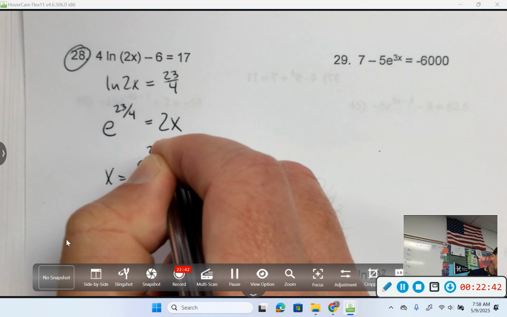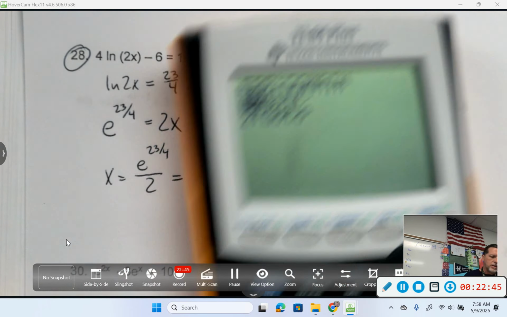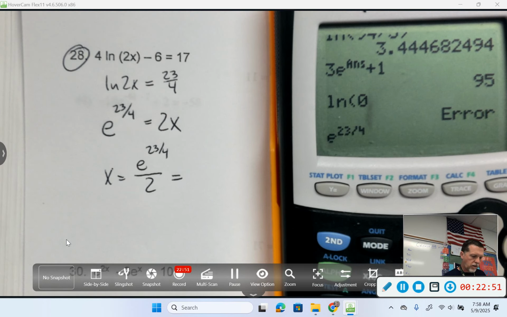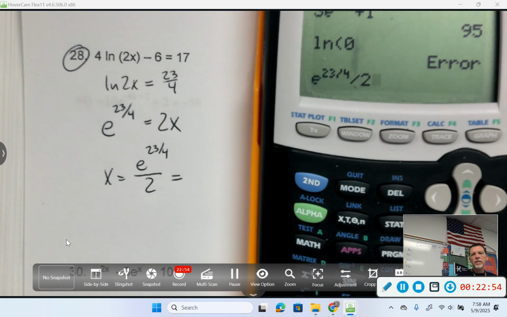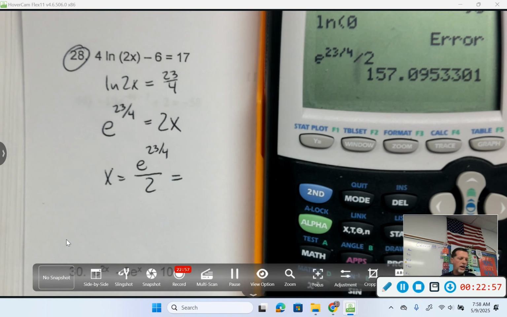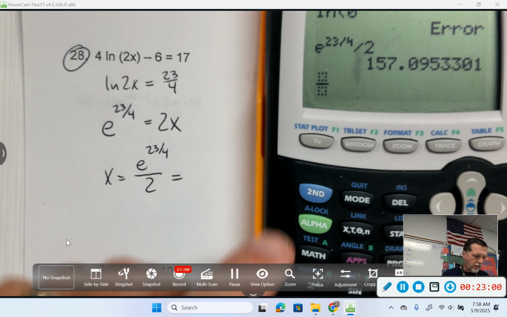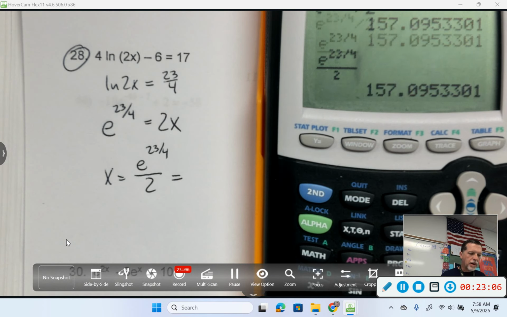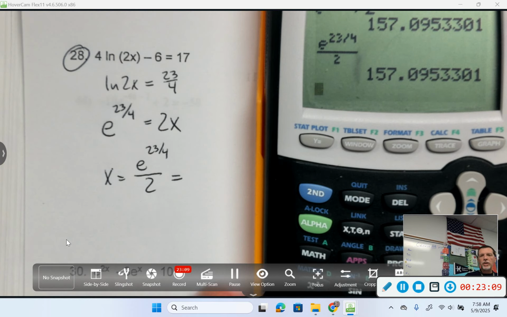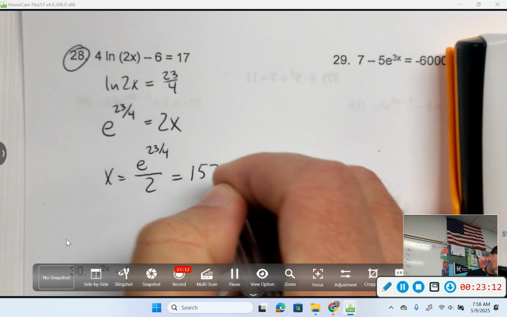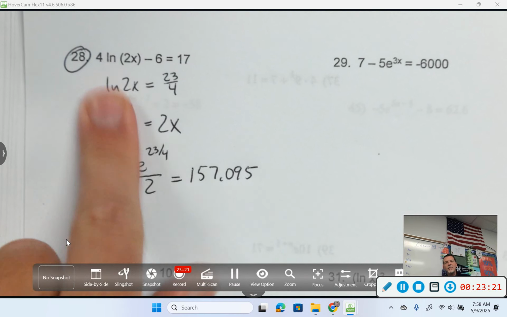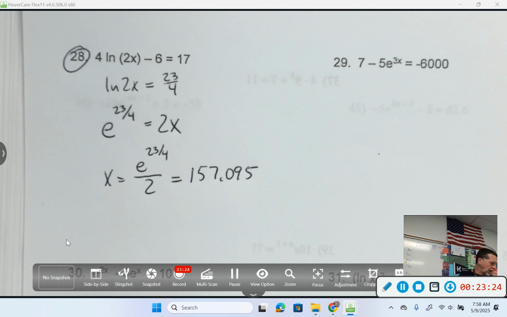Divide by 2. So I'm not worried about the weirdness on one side. I'm worried about getting x by itself. So e to the 23/4 over 2, whatever that is, e to the 23/4 all divided by 2. Be careful with parentheses and divided by. Maybe use a fraction for that one to make it look better, if that makes you feel better about things. 157.095. I'm kind of tired of checking, but again, take that, plug it back in, and you should be able to convince yourself that you got the right answer.